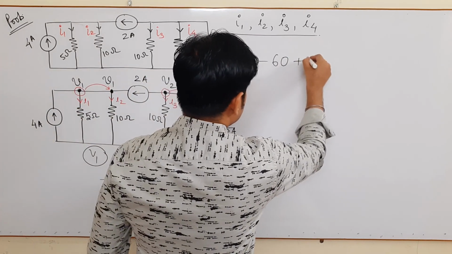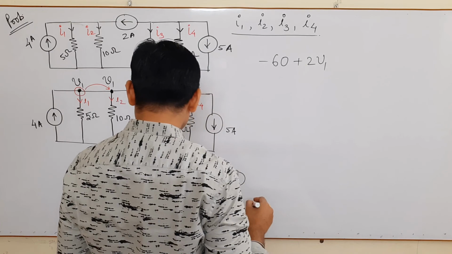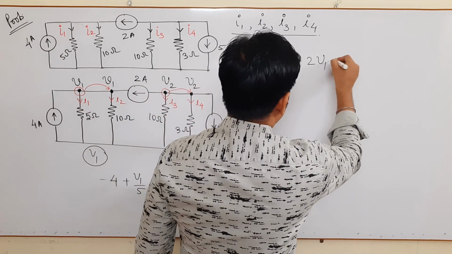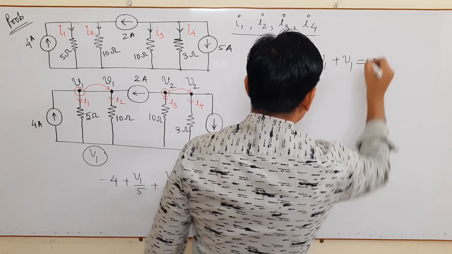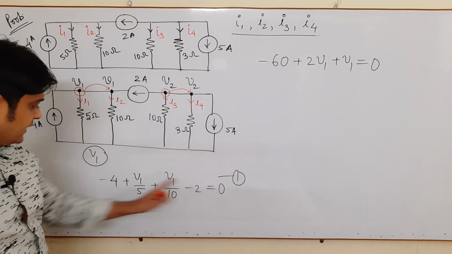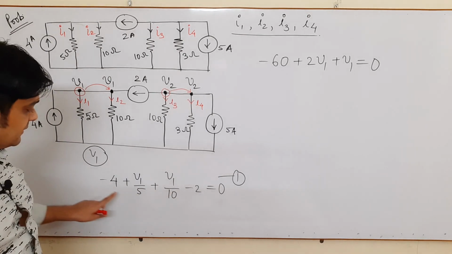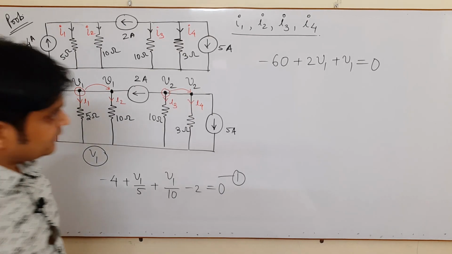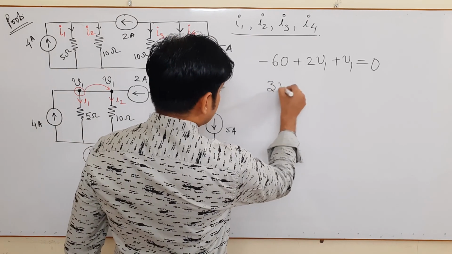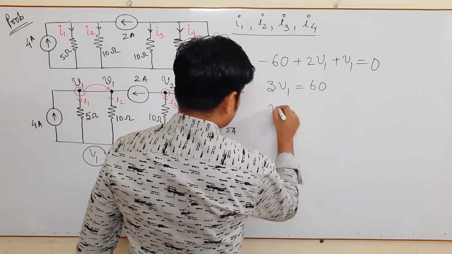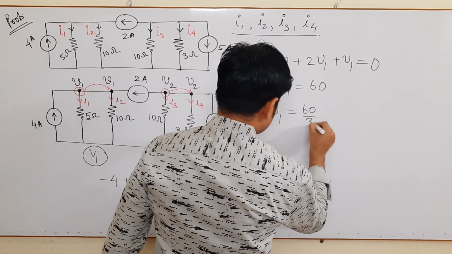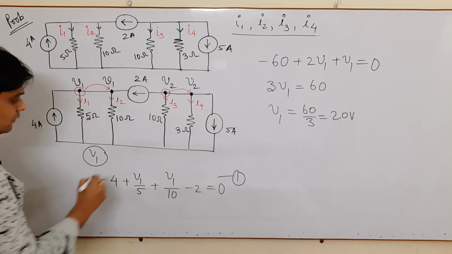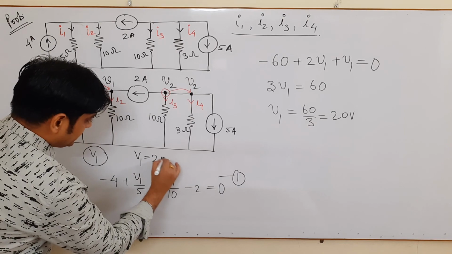Okay, plus twice of V1 plus of V1. That should be equal to 0. I just multiplied, so minus 4 minus 2 minus 6 multiplied by 10, it is minus of 60, it is 2V1 and this is V1, that is equal to 0. So you can say 3V1 is equal to 60 volt, or you can say V1 is equal to 60 by 3, that comes to be 20 volt.